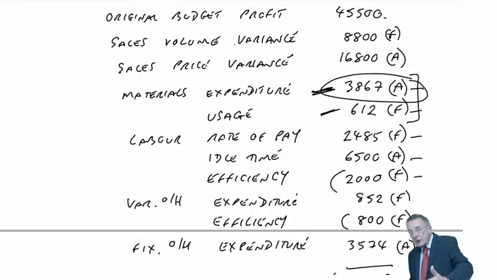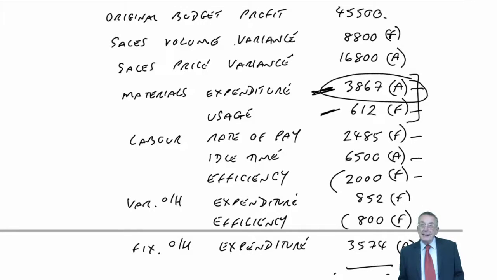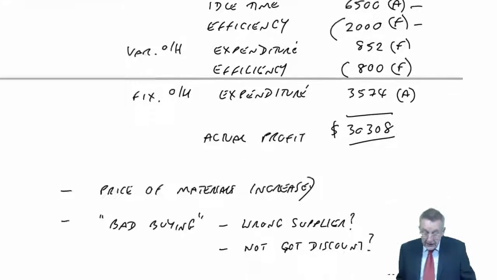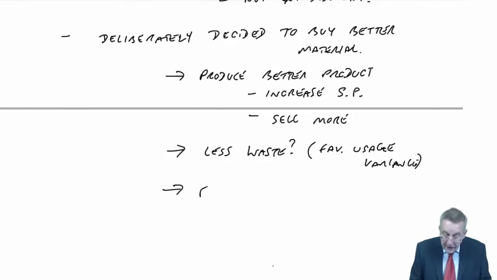Spending more on material looks bad. But if as a result you saved more on efficiency, then it would have been a good move. But I'll write it down for completeness. Faster working. By better material, we work faster, and that gives us favourable efficiency variances.